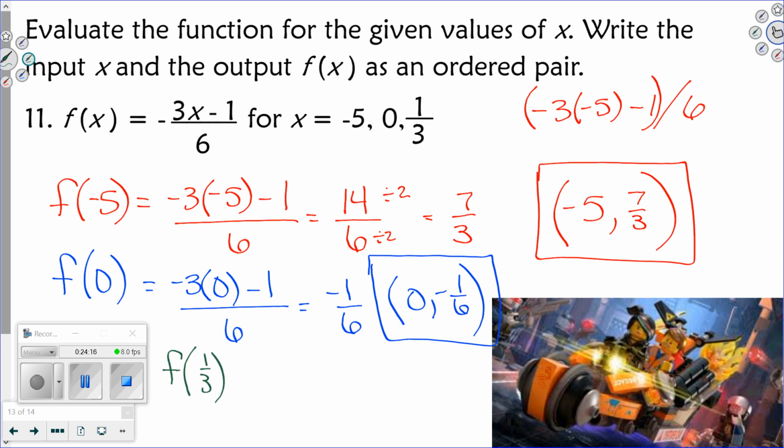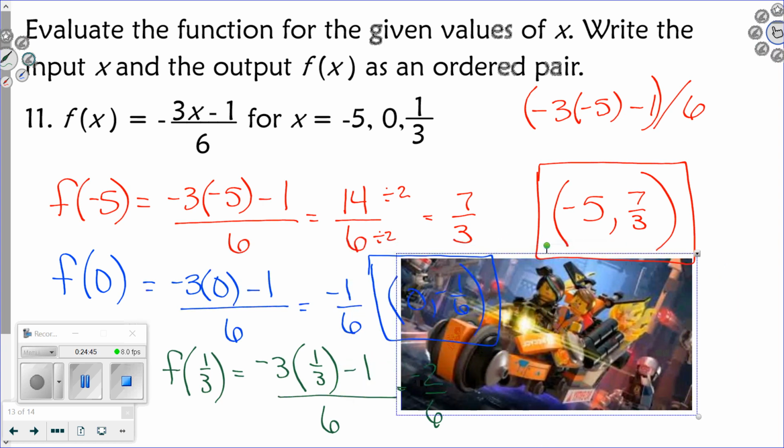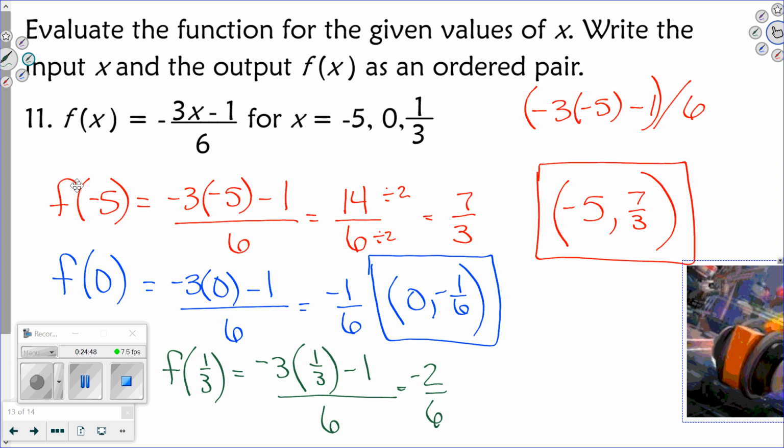And then the last one is 1/3. Everybody loves a good fraction, right? So negative 3 times 1/3 minus 1 over 6. What's negative 3 times 1/3? What's a third of 3? So that'd be negative 1. A third of 3 is 1. So that's negative 1 minus 1 is negative 2 over 6. I can divide those both by 2 to get negative 1 over 3. So my input was 1/3. My output was negative 1/3.